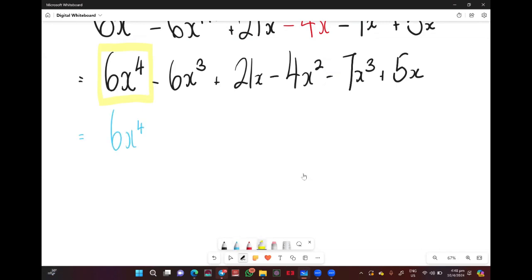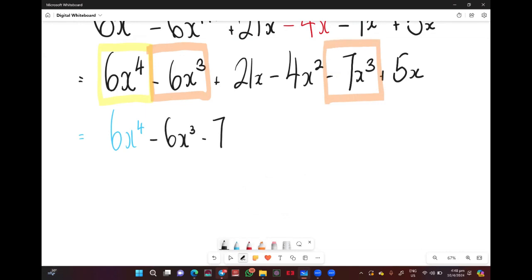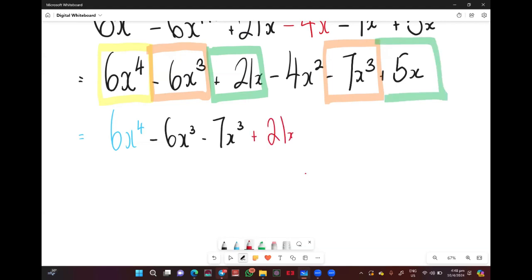Okay, so we are just going to make sure you write that out. Next one, I use another color. Minus 6x cubed. So we have another minus 7x cubed. So we put them together. If you have a highlighter, you might want to use it. Positive 21x, positive 5x. Can you see that? Plus 21x plus 5x.